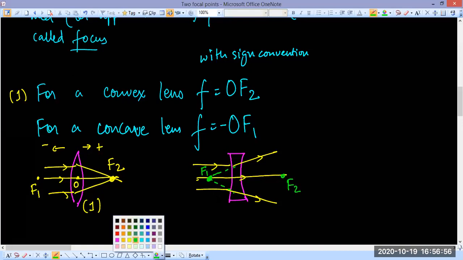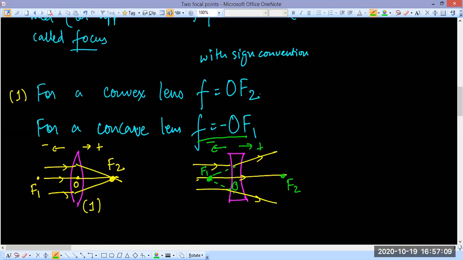So here, the focal length is actually this one. Because light comes from this side, this side is positive and this side is negative. That's why the focal length is minus OF1, right? It's needless to say that a convex lens has positive focal length generally, if you are following the sign convention, and a concave lens has negative focal length.